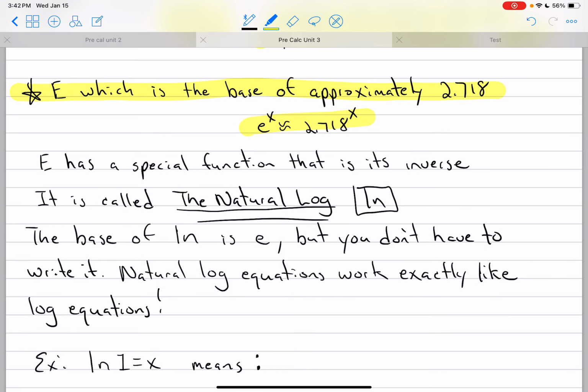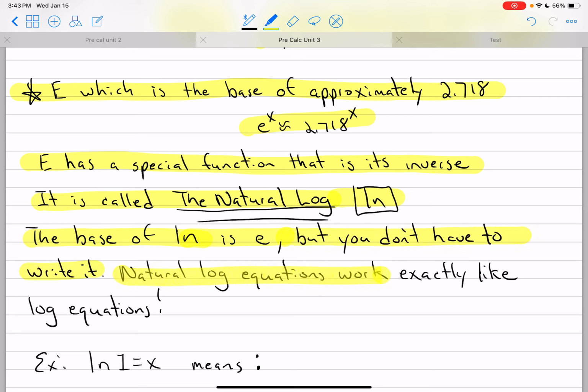Well, what if I want to undo the base of e? e has a special function that is its inverse. We wouldn't take the log of e, but what we take is called the natural log, and that's written ln. So the natural log undoes specifically base e. The base of ln is e, but you don't have to write it.